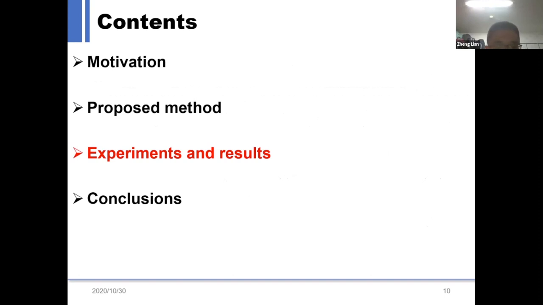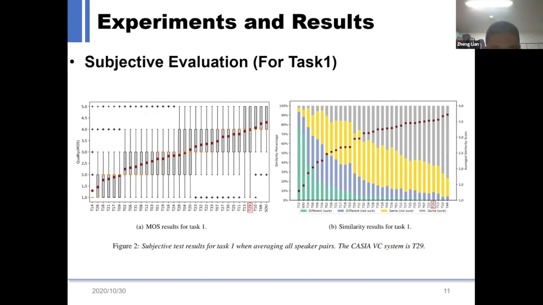In the VCC 2020, the quality of the speech samples and their similarity to the target speaker are evaluated using the official subjective evaluation. The organizer recruited 206 Japanese listeners and 68 English listeners to evaluate the converted speech. Subjective test results on task one are shown in this figure. Our CASIA voice conversion system is denoted as T29.